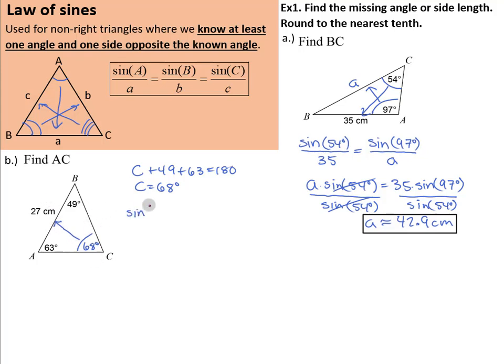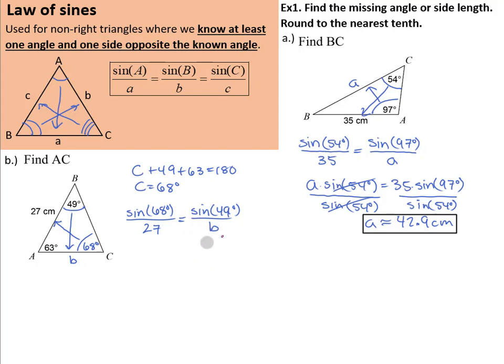Sine of 68 degrees is to its opposite side, 27 centimeters, as, and it's asking me to find AC. So this length here, which is opposite B, we could call this lowercase b. So we're going to say sine of that angle, 49 degrees, to our missing length B, or X, or whatever you'd like to call it.